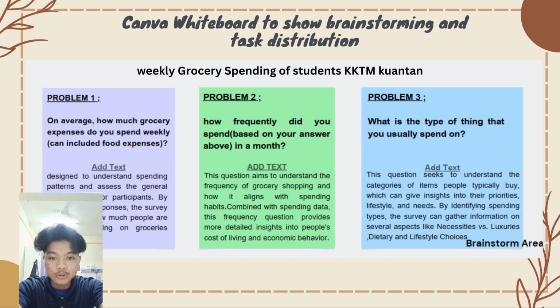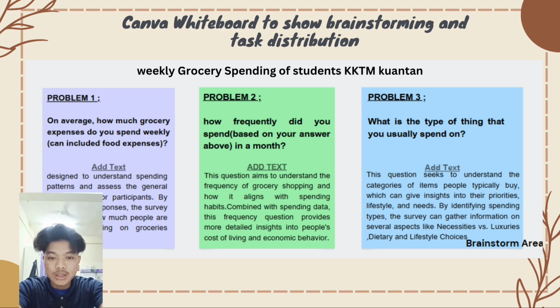For problem 2, we asked, based on your answer above, how frequently did you spend in a month? This question aims to understand the frequency of grocery shopping and how it aligns with spending habits. Combined with spending data, these frequency questions provide more detailed insight into people's cost of living and economic behavior.